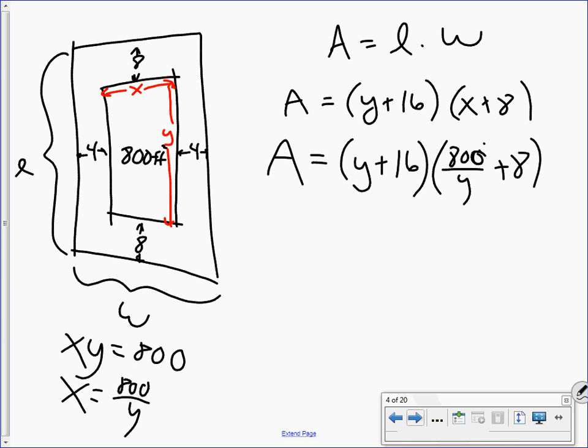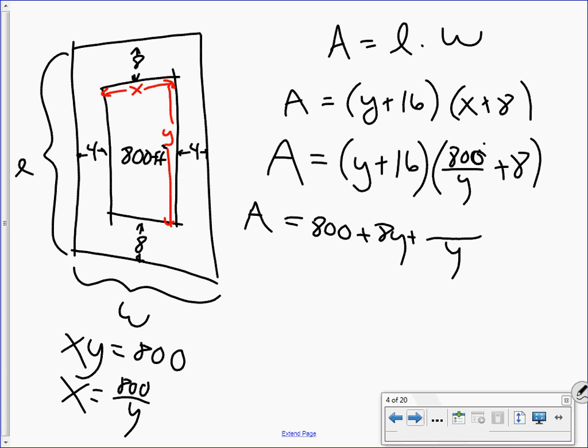So we have it in one variable. You've got to clean it out, and then we'll take the derivative. You could technically take the derivative now, you just have to use product rule. All right, so we haven't taken the derivative yet. What's first times first? 800. Outside times outside: y. Inside times inside: 16 times 800 over y.